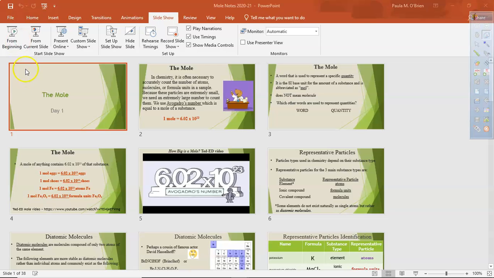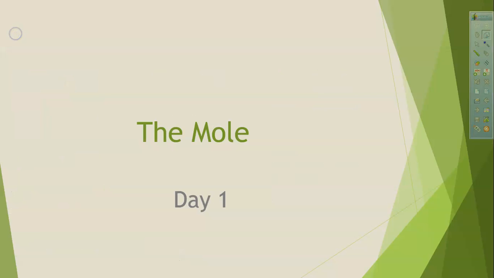There, guys. We're going to be doing the mole unit. Start the mole unit now. Let's see. There we go. We're at the beginning of our notes. This is on the mole.